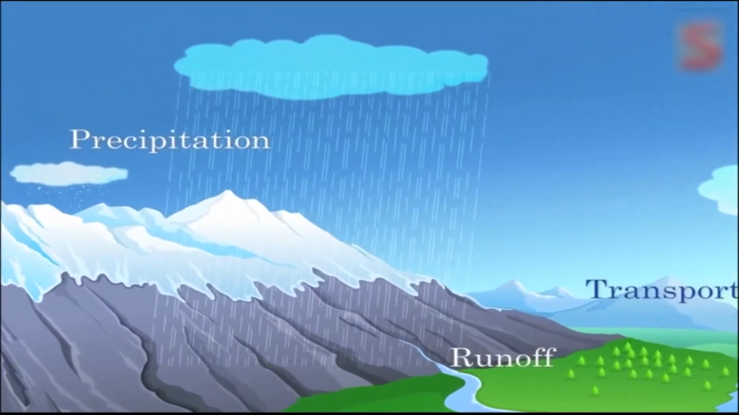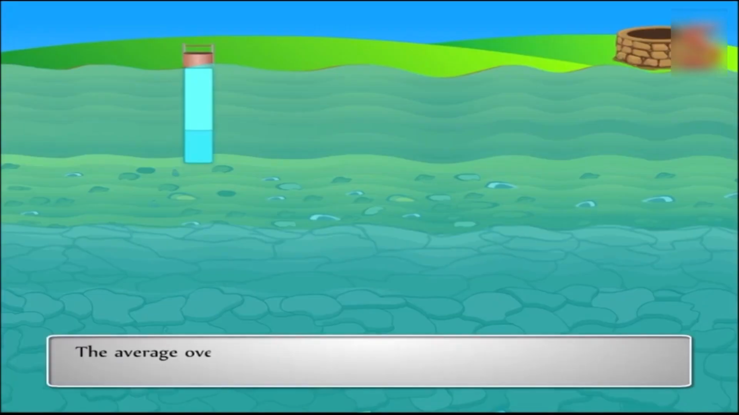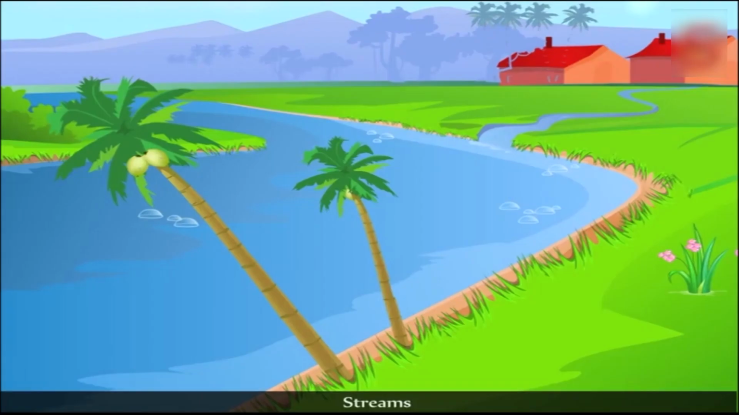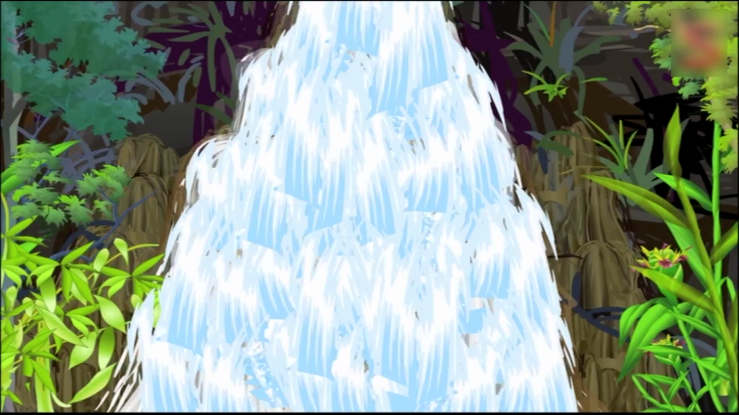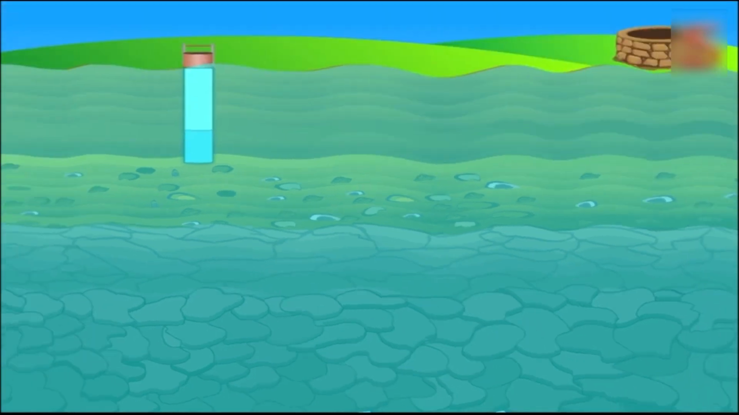Students, let us now see how we can calculate inflows and outflows. Inflow of an area is equal to the sum of precipitation, surface flow and groundwater flow. The average over many years is taken for precipitation as it changes from year to year. The surface flow includes canals, rivers, streams and other flows on the surface of water. Although flow of groundwater is difficult to calculate, it can be done.